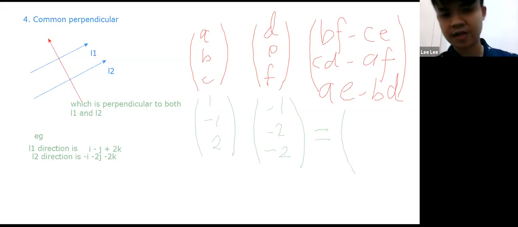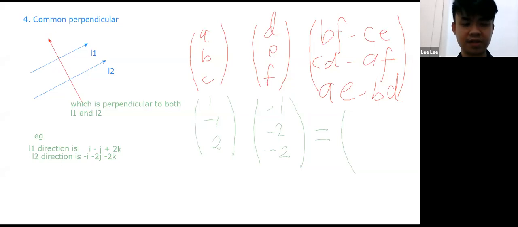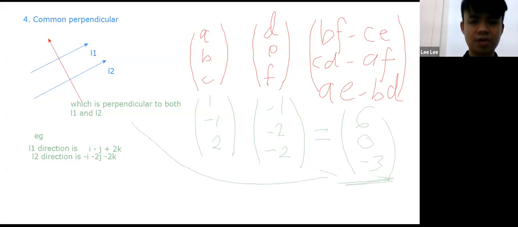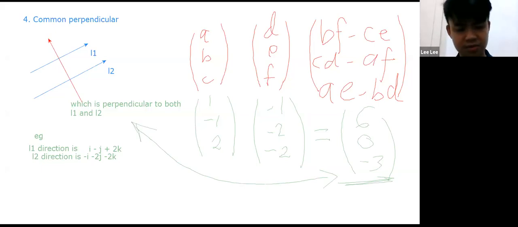You close the first row first, right? After that, you cross down, right? So what will it give you? 2 minus -4, so it gives you 6. Close the second row: -2 minus -2, 0. Close the third row: -2 minus 1, -3. So 6, 0, and -3 is the line direction which is perpendicular to both L1 and L2.